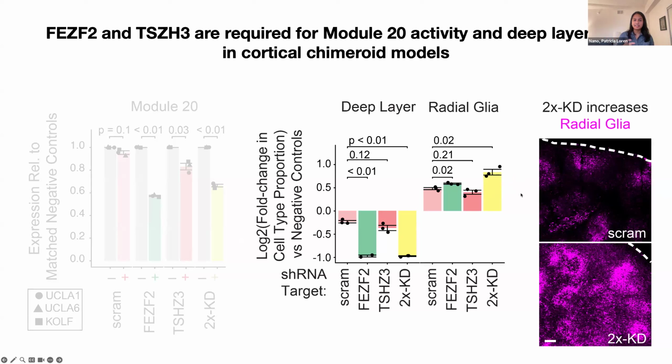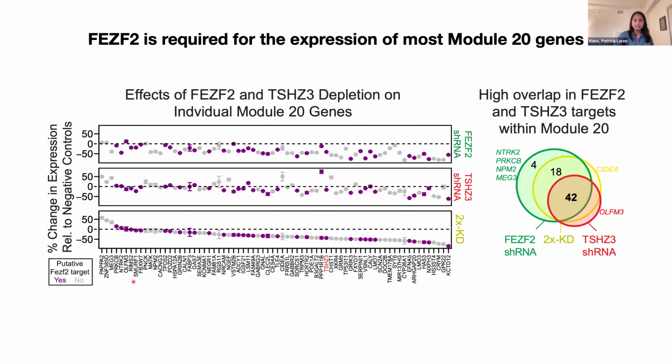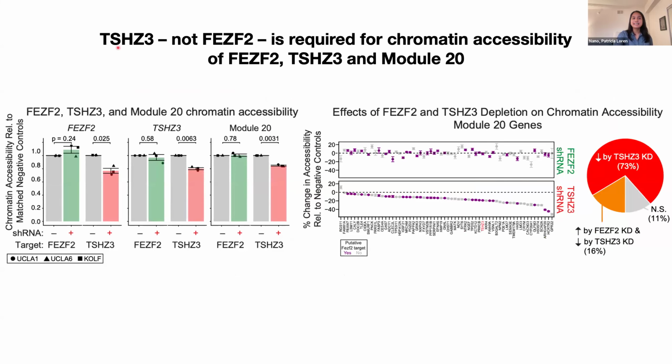So to get at this mechanism a little bit more deeply, we then looked at the effects of each of these perturbations on all of the different Module 20 genes. And what we found here is that the double knockdown and knockdown of FESF2 decreased the gene expression of most of these Module 20 genes. But that's gene expression. When we actually looked at chromatin accessibility, we find that now it's TSHE3, it's not FESF2, that is required for chromatin accessibility of FESF2, TSHE3, and most of these Module 20 genes.